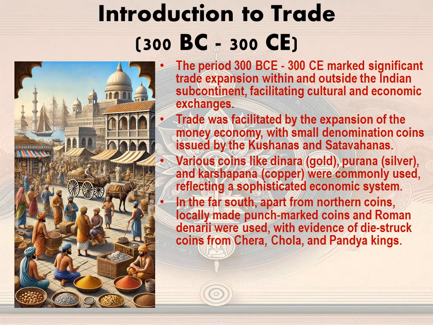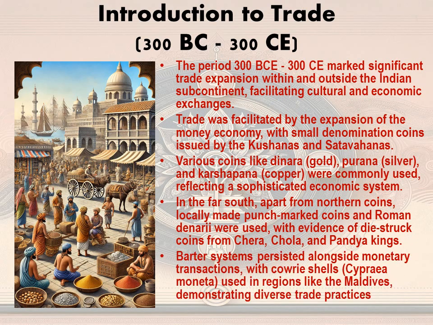In the far south, apart from the northern coins, locally made punch marked coins and Roman denarii were used, with evidence of die struck coins from Chera, Chola and Pandya kings. So there was evidence of both punch mark coins and die struck coins, which were the two famous coin making techniques in the ancient Indian subcontinent. Along with that, we also get foreign coins from the Roman Empire, which was the denarii.